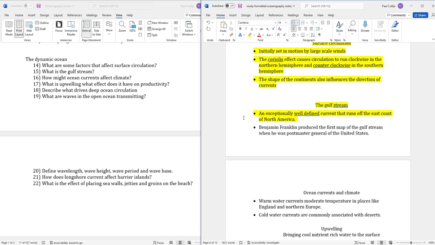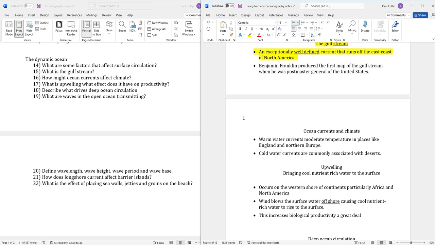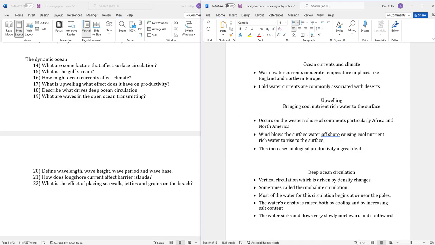How might ocean currents affect climate? Question number 16, and here we are right here, right? Warm water currents like the Gulf Stream tend to moderate temperatures, especially in places like England and Northern Europe. England is not nearly as cold as it should be, given how far north it is, thanks to the Gulf Stream, right? London's climate is about the same as Atlanta, Georgia's, right? It's just not that cold there, and it's pretty dang far north. The Gulf Stream is helping that out a lot.